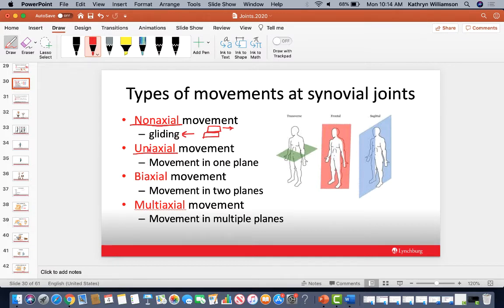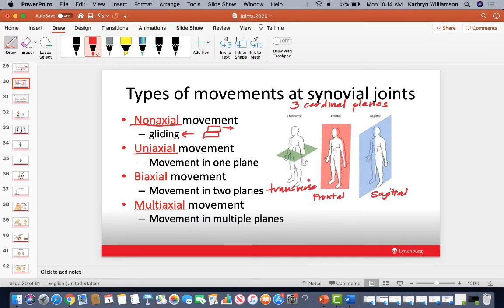These other movements do have an axis of rotation, and these are movements that happen in planes. If you remember, way back in the beginning, we had the three cardinal planes, and that's what we're showing here. This is your transverse plane, which divides the body into a top and a bottom. This is the frontal plane, which divides the body into an anterior and posterior, and this is indicating the sagittal plane, which divides the body into a left and a right.